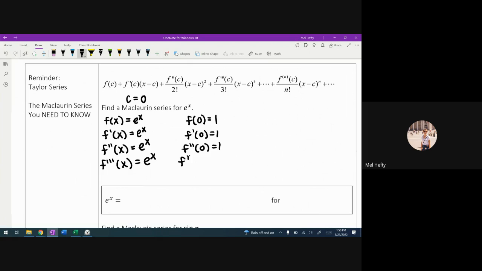If you're doing work on a test, you're going to have this one memorized. You could build it if you needed to, but this one's really not hard to memorize.